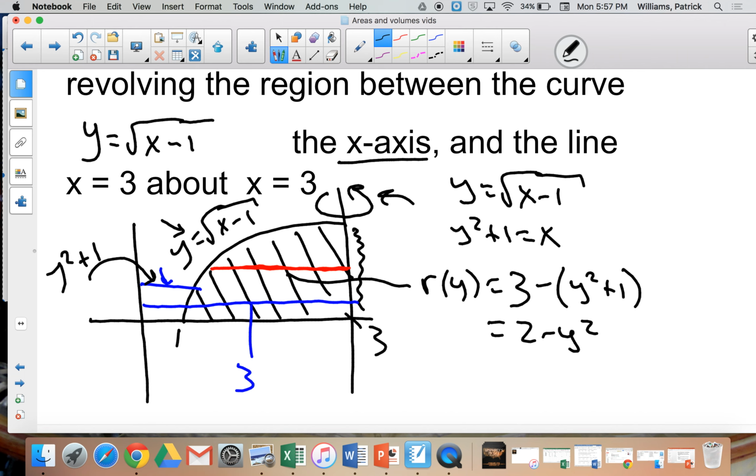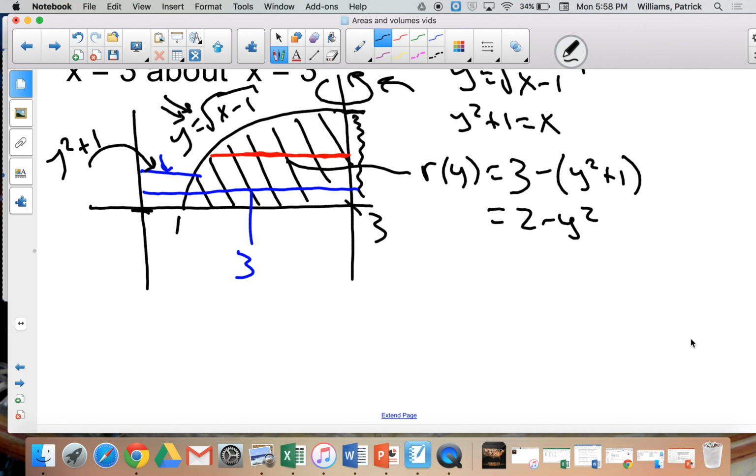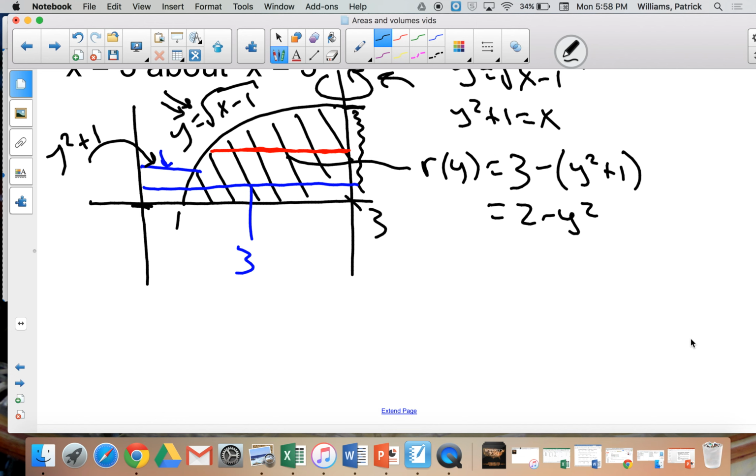Now in terms of limits of integration, we know we're starting at y equals 0, but we've got to find what this value is right here. We can find that just by plugging x equals 3 into this function right here, and that will give us square root of 2. So if we go to evaluate this, the end integral should look something like this.